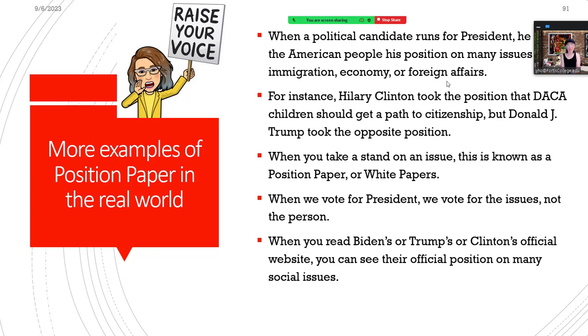When we elect someone for president, we vote for that person based on how these people stand on the issues. What does Clinton think about immigration or the economy? What does Trump think about the economy? And so when you take a stand on an issue, this is known as a position paper or white paper. And each presidential candidate puts all of their position papers on their official website. And so when you want to elect someone, you elect them based on their stance on the issues, not on loyalty to a certain person, because then that becomes a cult.